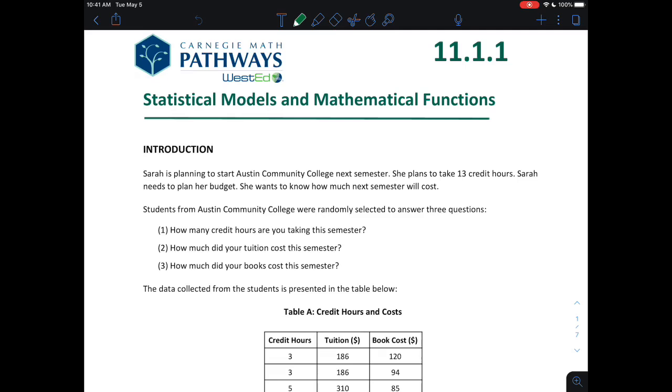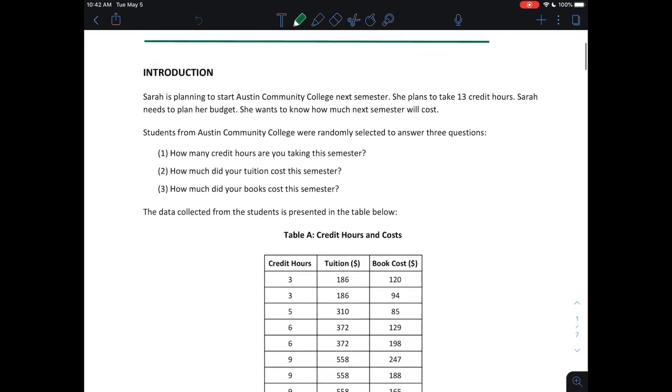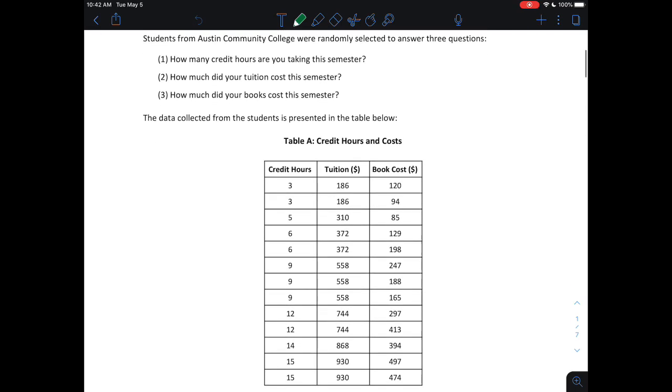Students from Austin Community College were randomly selected to answer 3 questions. 1. How many credit hours are you taking this semester? 2. How much did your tuition cost this semester? And 3. How much did your books cost this semester? The data collected from the students is presented in the table below. Table A, credit hours and costs.